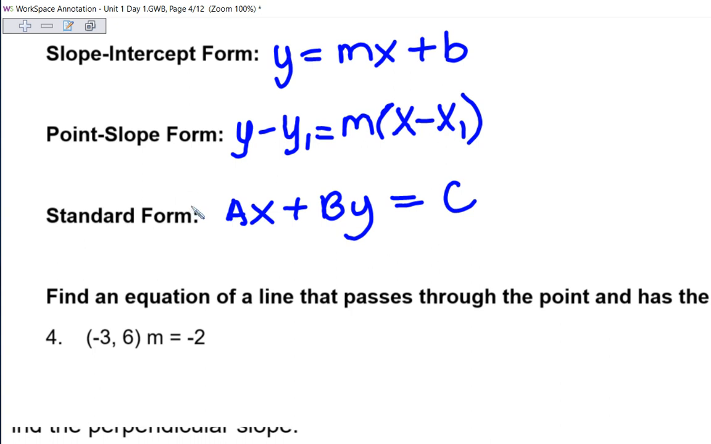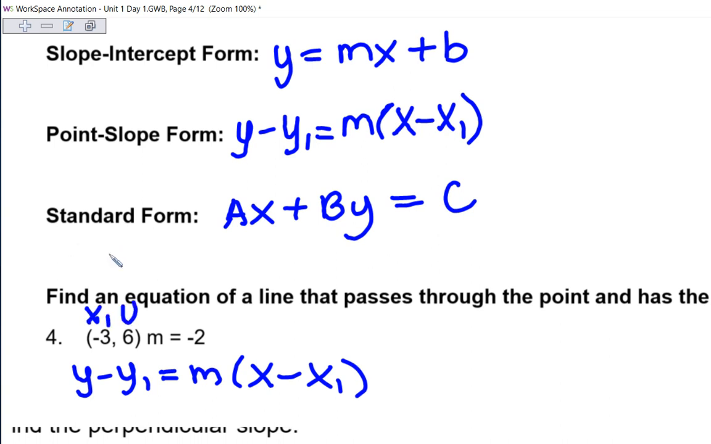Now, find an equation of a line that passes through the point and has the given slope. Here's a point, here's a slope. I have to decide which of those three equations to use. If you're given a point and a slope, you should use point slope form: y minus y1 equals m times x minus x1. Now, I am an organizer. I like to label, so I'm going to label my points x1, y1. You don't have to, but sometimes students ask where a number came from. If you have it labeled, you know exactly where the negative 3 came from.